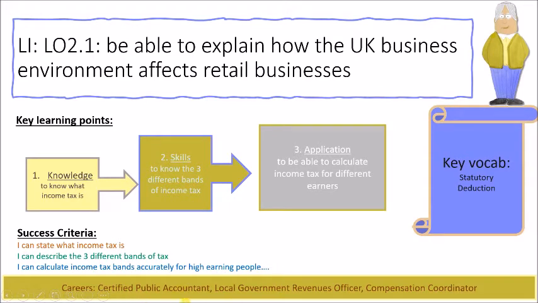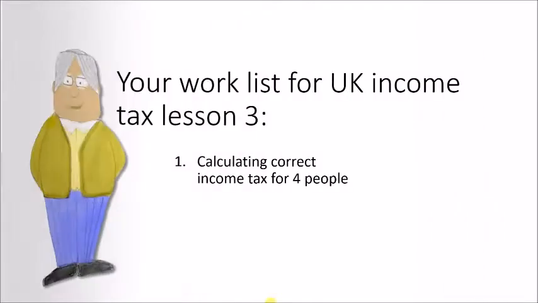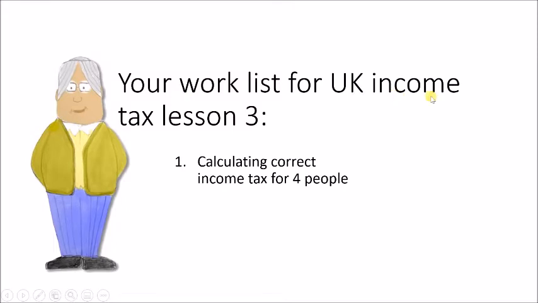The jobs below are specific to involving tax. You've got a certified public accountant, local government revenues officer and compensation coordinator. All of these are available on Start Profile. The work list for income tax lesson 3 is quite simple. There's one task to do, and that's calculating the correct income tax for 4 different people for their 4 different earnings.